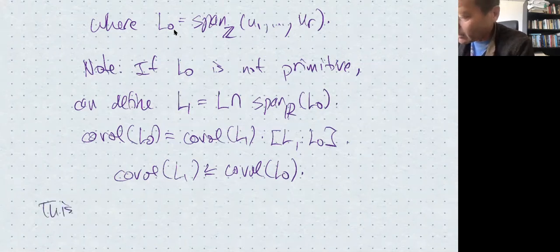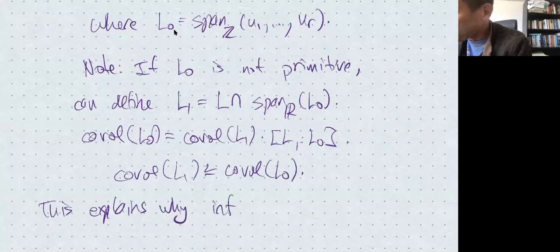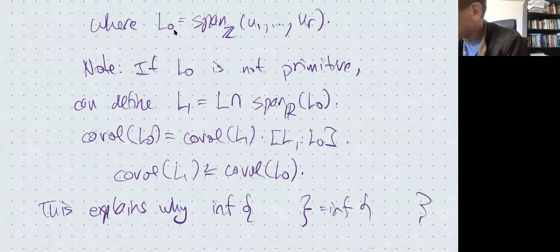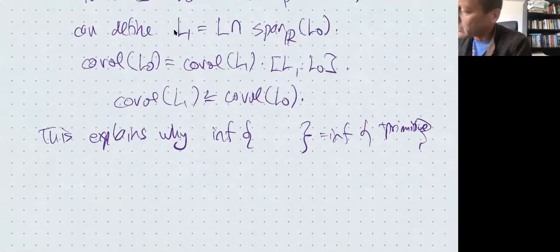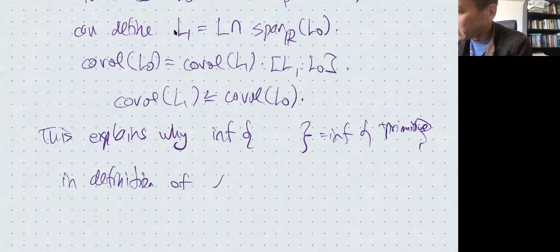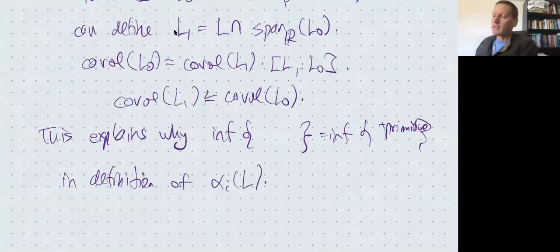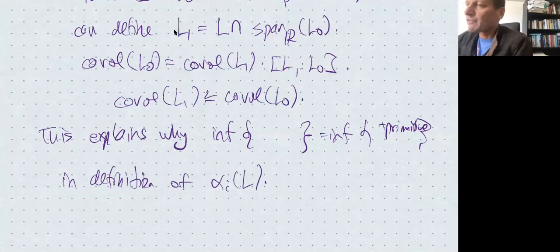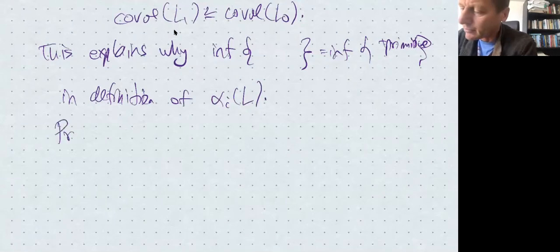So this explains why, let me just write it this way, the same set but with the added restriction of primitive in the definition, why we have equality in these two possible definitions. Okay, so this is the notion of these alpha i's, and these alpha i's are giving us a geometric quantity associated with any lattice.